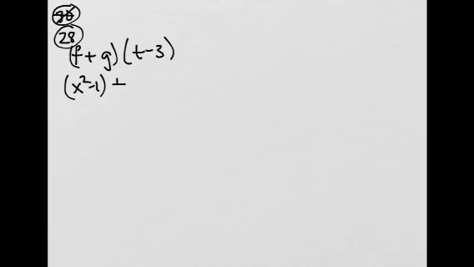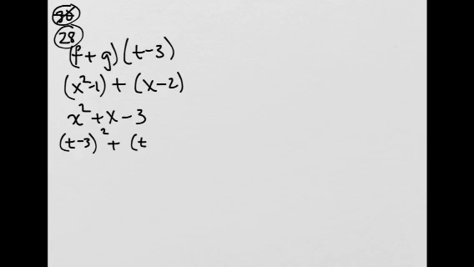So f plus g of t minus 3. So f plus g, I guess I can add those together. So x squared minus 1 plus x minus 2 gives me x squared plus x minus 3 when I combine the two functions, this one with this one. And so now I'm going to replace all the x's with t minus 3. So t minus 3 squared plus t minus 3 minus 3.